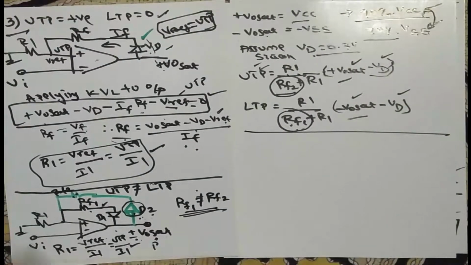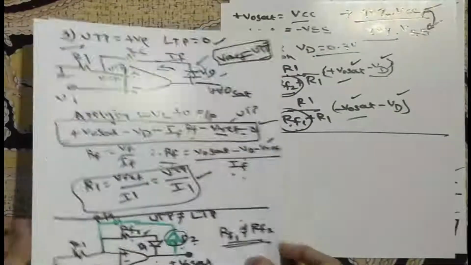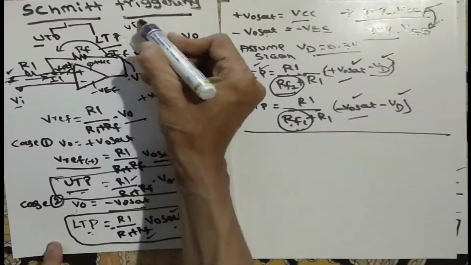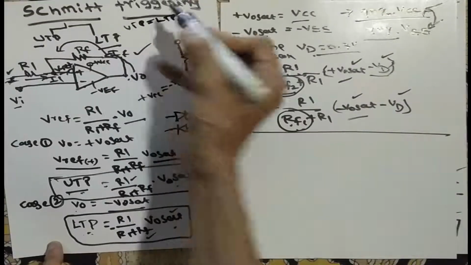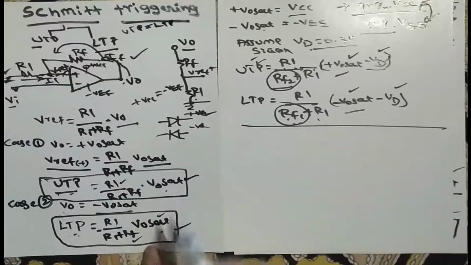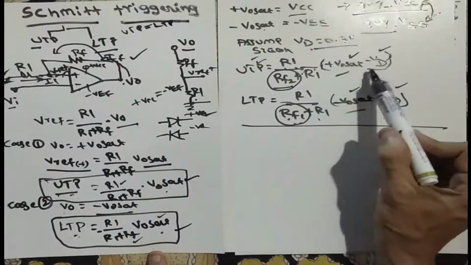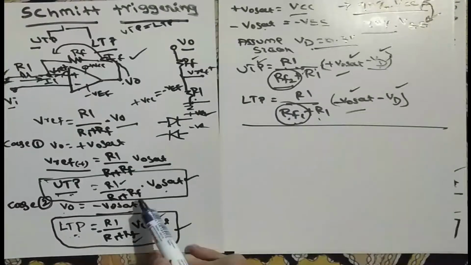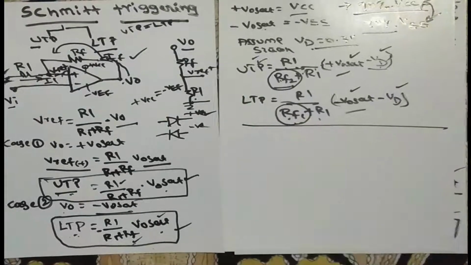And this equation is nothing but what we took in the first part, that UTP is equal to LTP. Yes or no? This is the equation we got. Same equation here. The difference between this equation and that one is that here we are taking one diode extra, so minus VD, and extra resistance. So instead of RF, you are taking RF1 and RF2.